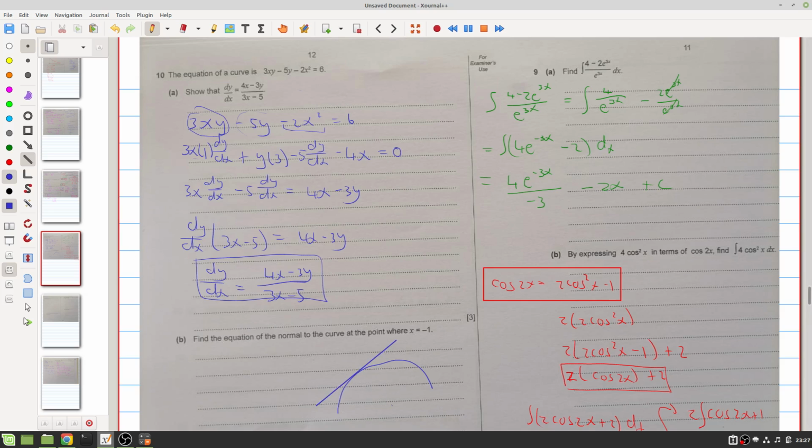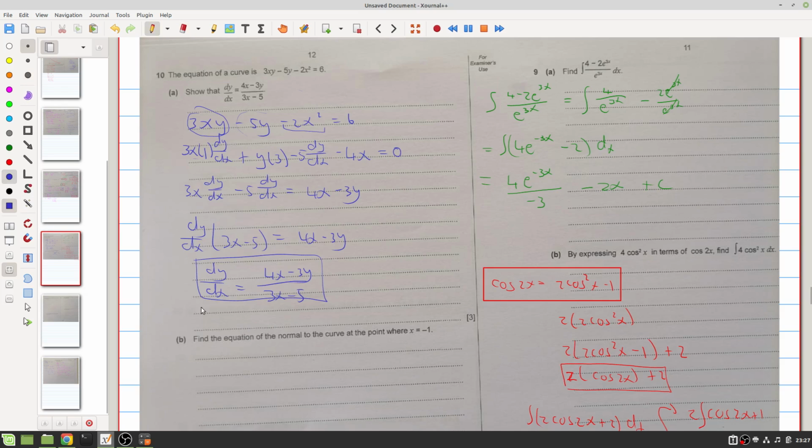Now the normal would be something that's perpendicular to the tangent. Perpendicular to the tangent, right? So that would be the normal to the curve at this point. Let's say that was x equals negative 1, and this line would be the normal to the curve. It is perpendicular to what the tangent would be at that point.